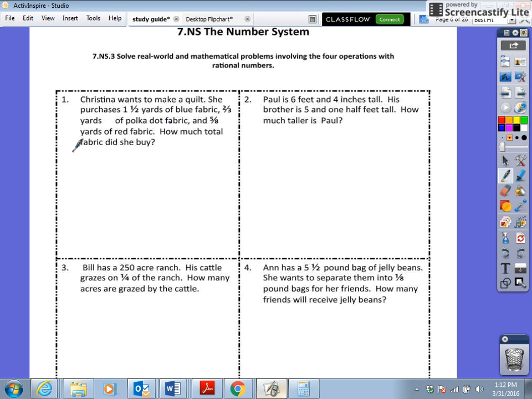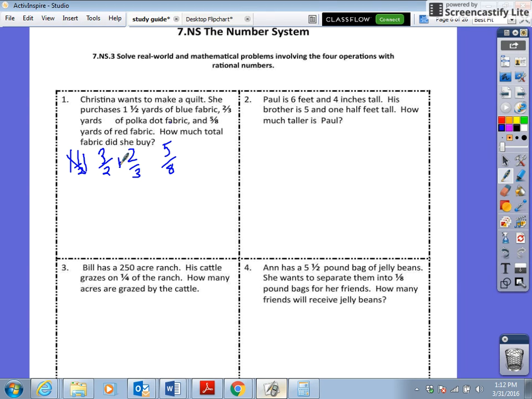So we're going to change 1.5 to an improper fraction. So 1 times 2 is 2, plus 1 is 3. So we have 3 halves, 3 over 2. We have 2/3, and we have 5/8. Now, if you're comfortable adding these fractions and changing the denominators on your own, go for it. I'm just going to do it in a way for people who might struggle with adding fractions.